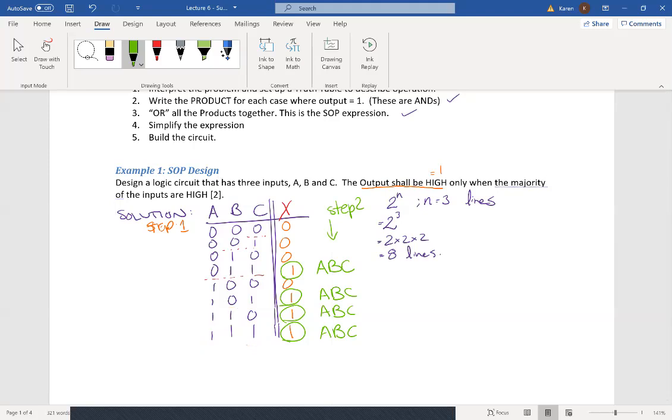Step 2. And now write down the products and look at if there's a 0, then invert the A. If there's a 0 here, there's a 0 on B, so I'm going to invert that one. Here's a 0 on C, and I'm going to invert that one. So that's easy enough for you to do, but it might beg the question, why am I doing that?